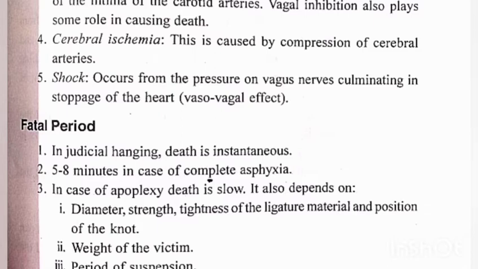Now what is the fatal period? The fatal period is the judicial. In judicial hanging, death is instantaneous, whereas in complete asphyxia there is death during 5 to 8 minutes. In case of apoplexy, death is slow. Why? Because of the diameter, strength and tightness of the ligature material, because of the weight of the victim, and because of the period of suspension.